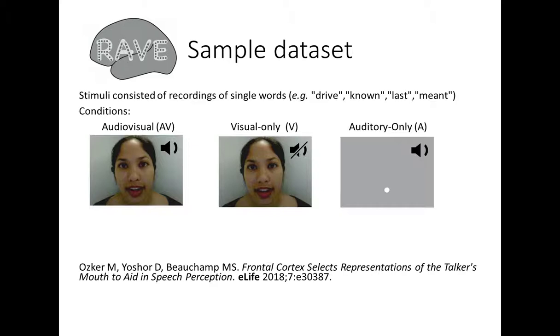These were short video clips of words. So as you can see in the left part of the screen, it could be a video clip where you could both see the face of the talker and hear the talker. So for instance, the talker would say the word drive, and you would see their, in this case, my former student Audrey Nath, you would see her lips move. In the middle condition, the visual-only condition, you wouldn't hear any sound. You would just see the face of the talker move. And in the final condition, auditory only, you would not see anything except a white fixation point on screen, but you would hear the word drive.